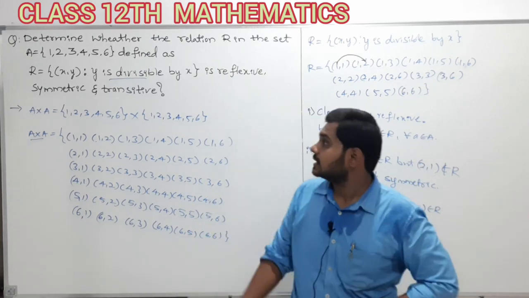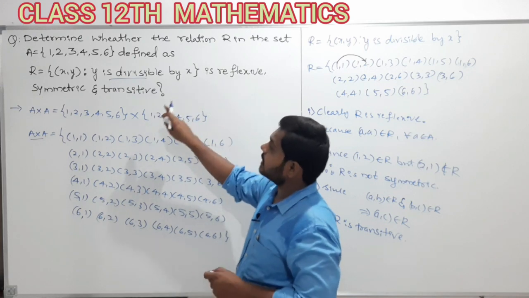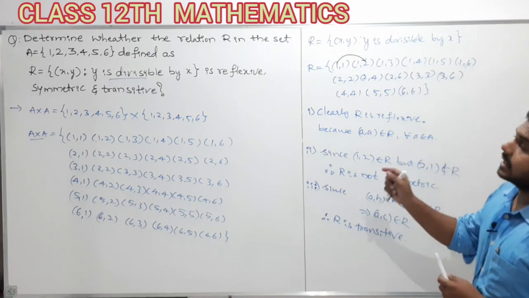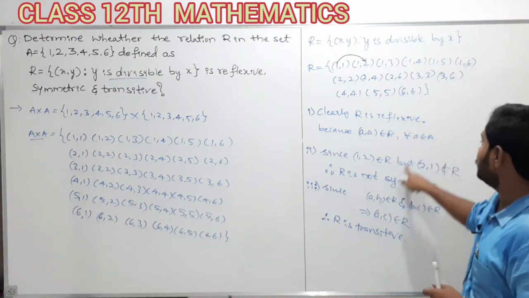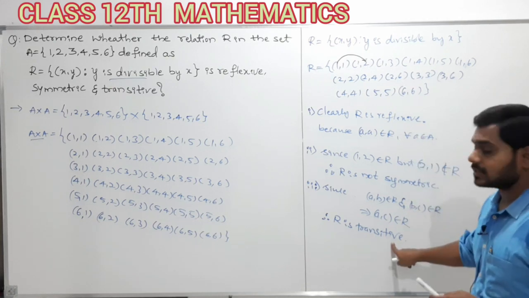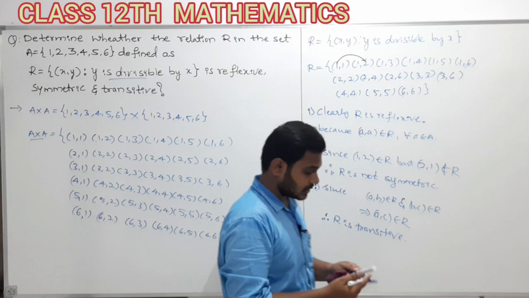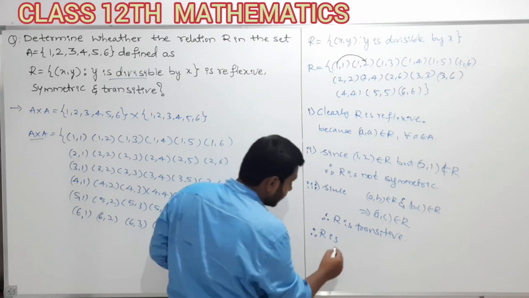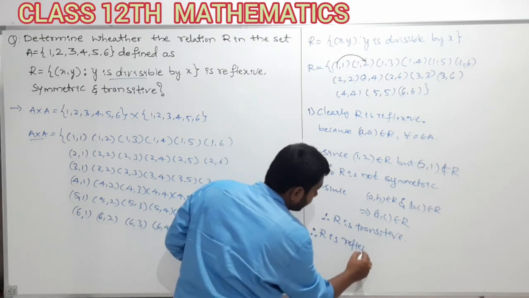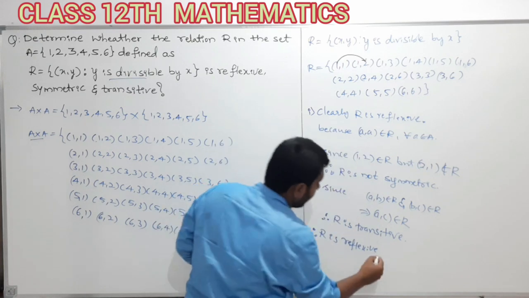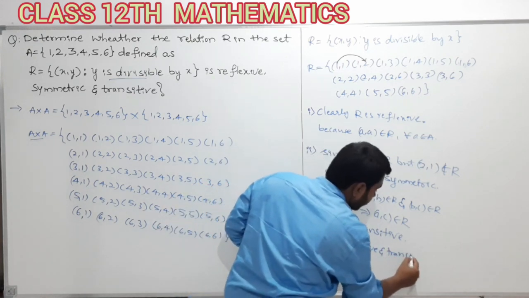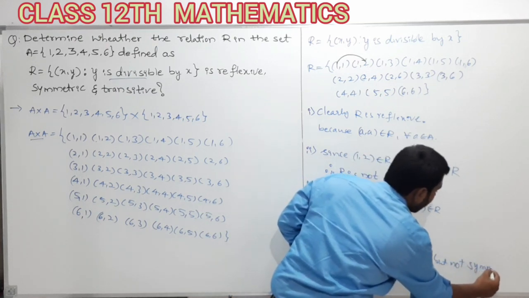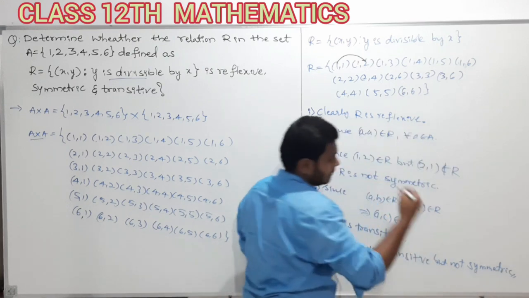So therefore, my dear students, what is the question given to you? Is it symmetric, reflexive and transitive? They asked you to check. So what is my answer? The given relation R is reflexive. What is my conclusion, my dear students? The given relation R is reflexive and transitive but not symmetric. So this is your answer, my dear students.